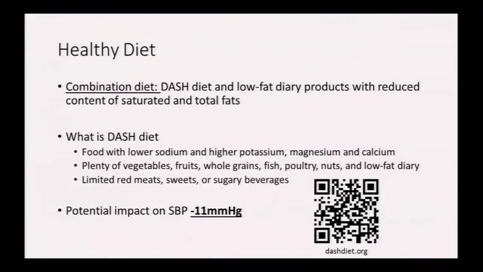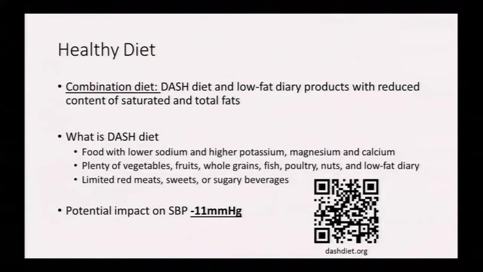DASH diet generally is food with lower sodium and higher potassium and magnesium and calcium. And also lots of vegetables, fruits, whole grains, fish, poultry, nuts, and low-fat dairy. Limited red meats, sweets, and sugary drinks.